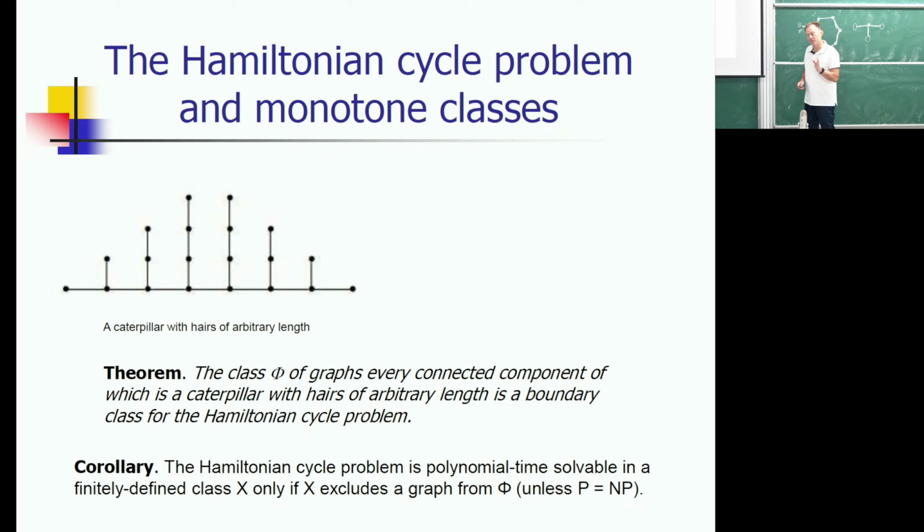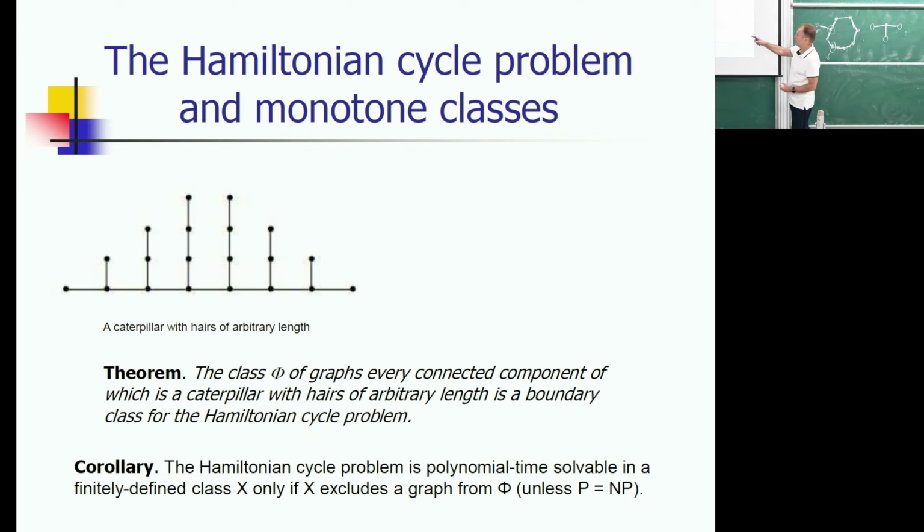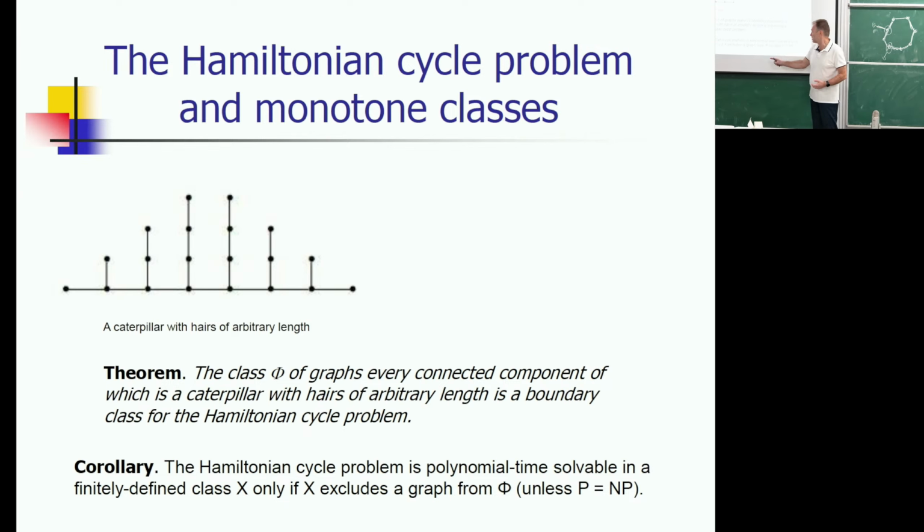Now before that, I would like to make a couple more remarks about the complexity of the problem. We know that phi is a boundary class. We know that we must exclude a graph from this class to obtain a polynomial time solution if we deal with finitely defined classes. But it's not the only boundary class.